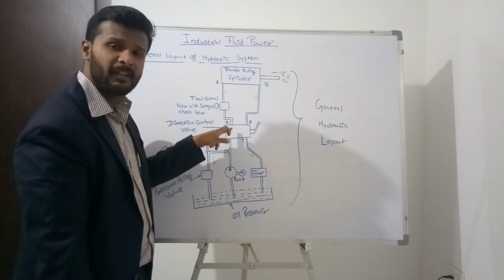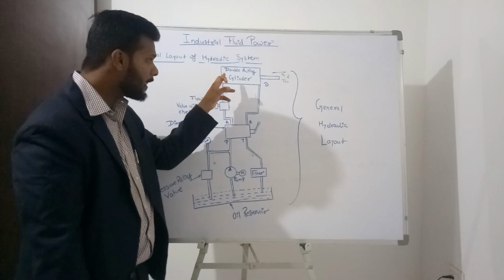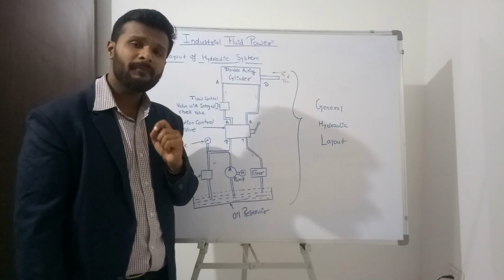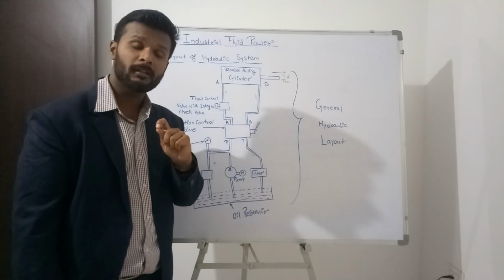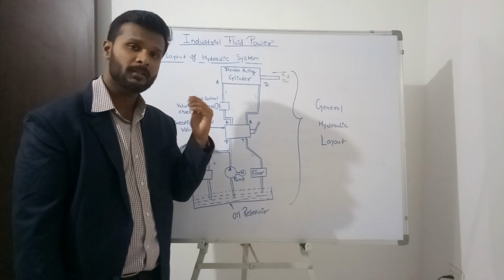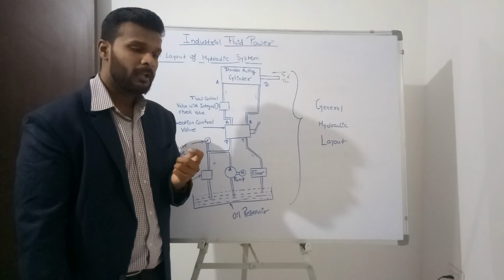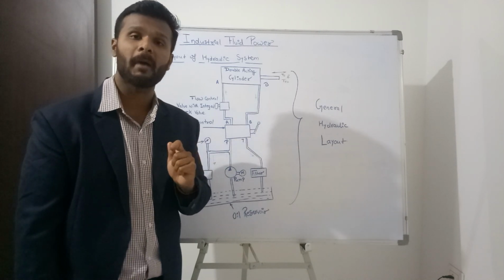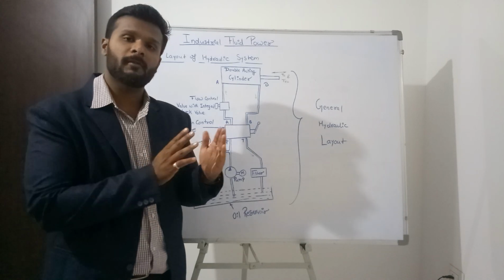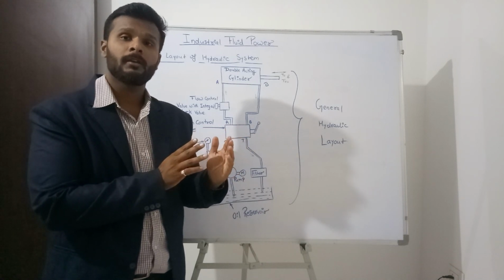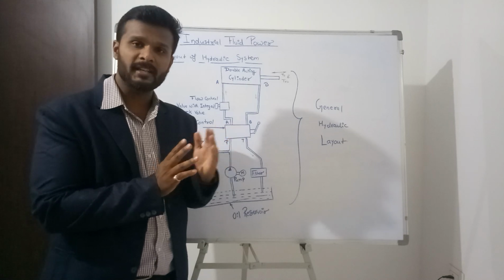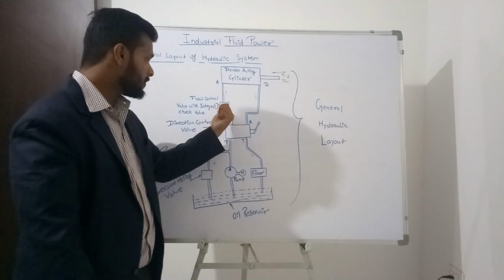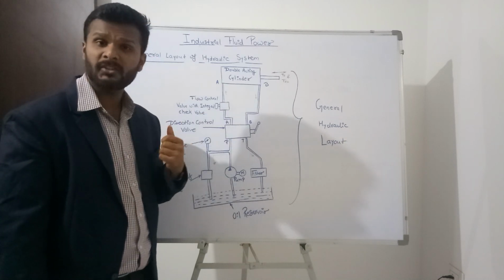So between the DCV, that is the direction control valve, and the actuator, there is one thing that is known as the flow control valve. The main function of the flow control valve is to regulate the flow of fluid flowing towards the actuator. That means the actuator should be actuated in a smooth manner. There should not be any type of jerk. So in order to avoid any kind of jerk and to have smooth movement of the actuator, there is a provision of a flow control valve with an integrated check valve.